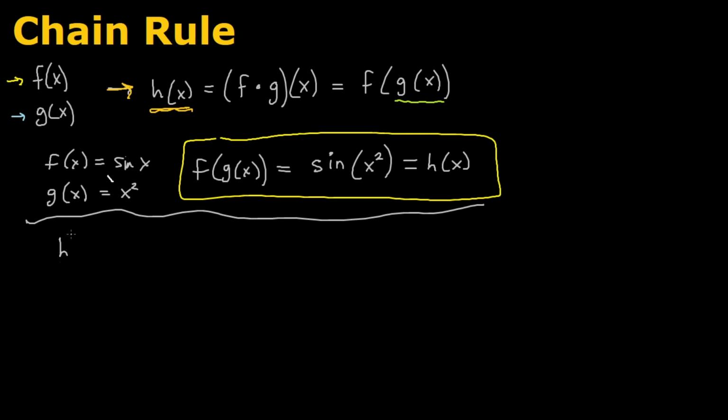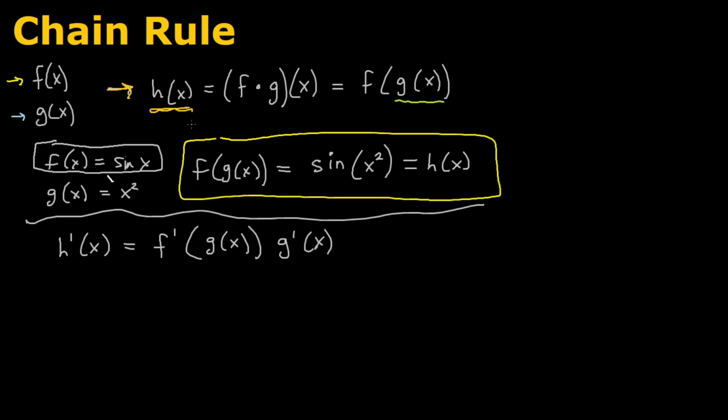Now, if we want to find the derivative of h of x, we're going to need to use the chain rule. And so that is going to be defined as f prime of g of x times g prime of x. So what we're doing here is we're taking the derivative of our outside function, in this case f of x, and then we're plugging in our inside function, which is g of x. And then we're multiplying all of that by the derivative of our inside function, which is going to be g prime of x.